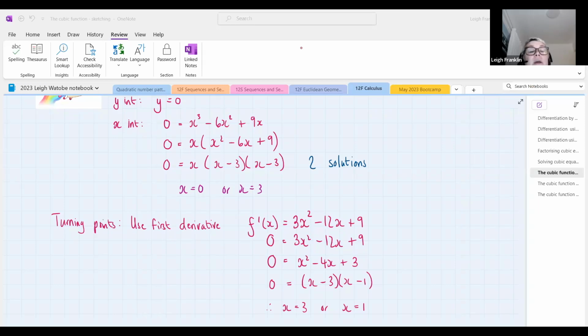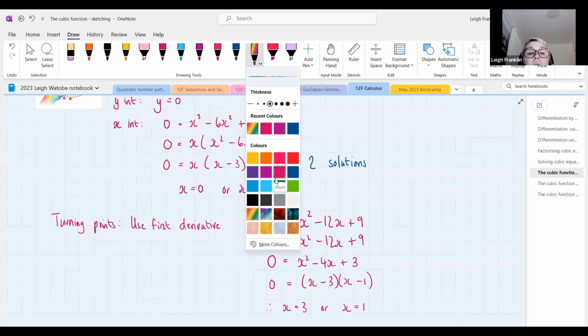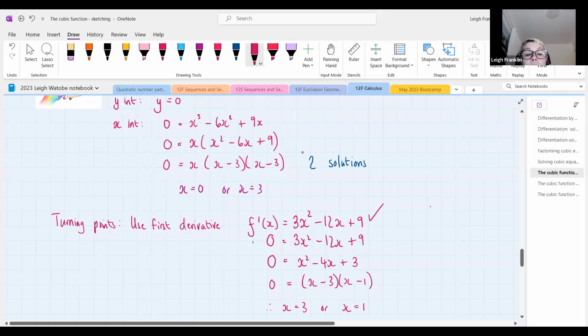All right, so matrix, very important here. I'm just going to say this again. You must show that your first derivative is equal to 0. You're going to get a mark for that. So you're going to take the first derivative, make it equal to 0, and factorize. Don't leave off the equal 0, and there you go. There are the x coordinates at the turning points.